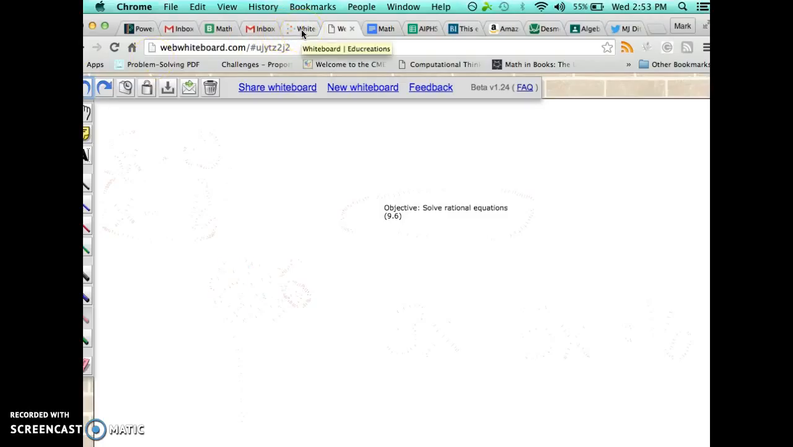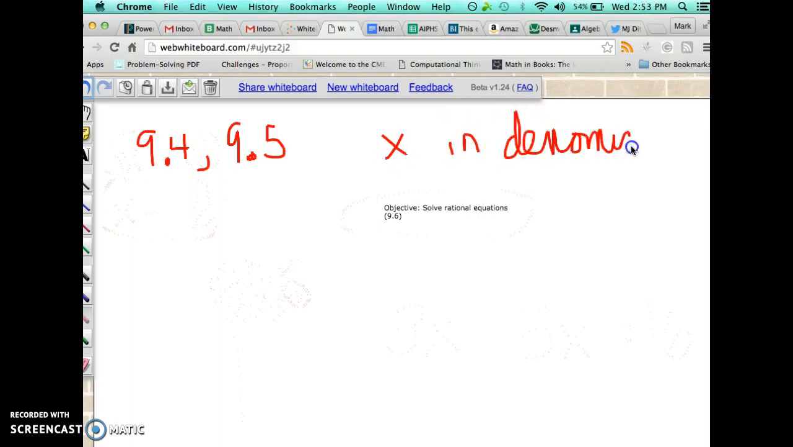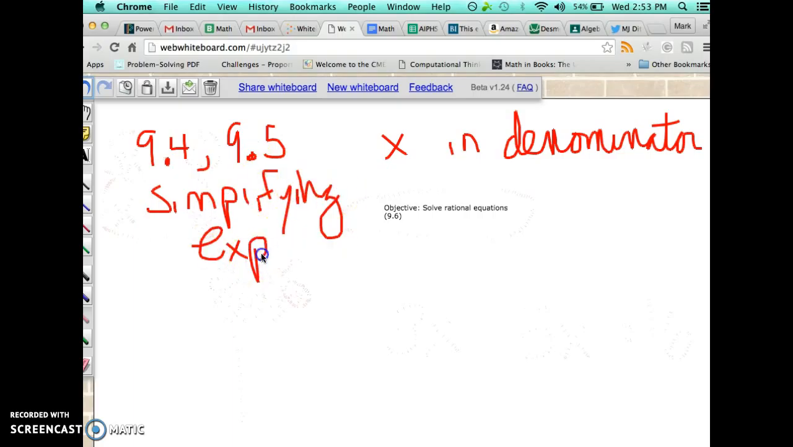But basically, just to be clear, 9.4 and 9.5 were about simplifying rational expressions. We wanted to add, subtract, multiply, divide rational expressions. And rational expressions just were expressions with x in the denominator. It was just like at the very first chapter of the year, we started out simplifying expressions, for example, 5x plus 3x.